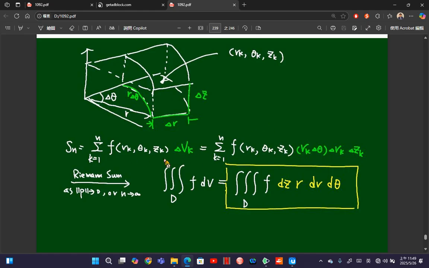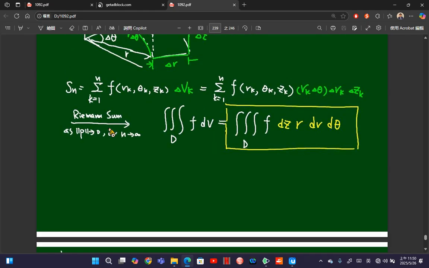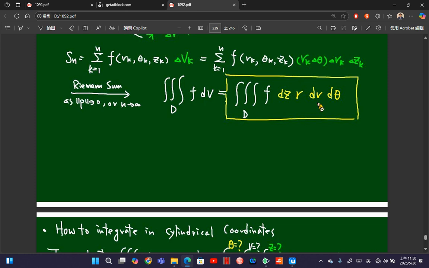it will also be divided into small pieces, and each small piece will be like this one. Then the integration will be done by using the Riemann sum, and you can get this one. This is the integrand, then dz. Then remember to add in r, as when we calculate the double integral in the polar coordinate system. We always need to add an additional r here.